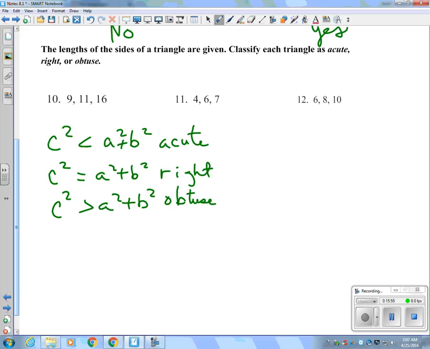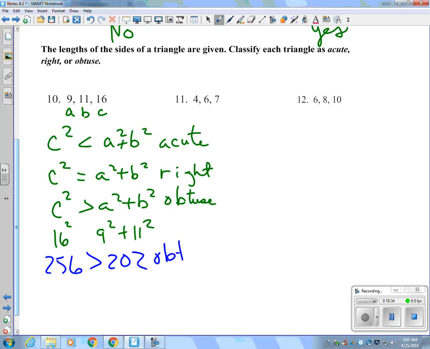So we can plug the numbers in for A, B, and C and see if it's greater than, less than, or equal to, and that'll tell us which triangle we have. So these are in order, A, B, C, like I was talking about earlier. So if we look at 16 squared, 9 squared plus 11 squared, we don't know which symbol to put between there right now because we need to work the two sides to see if it's greater than, less than, or equal to. So 16 squared comes out 256. And 9 squared plus 11 squared comes out 202. 256 is greater than 202, so that makes this one obtuse.